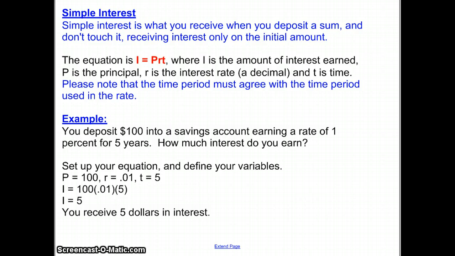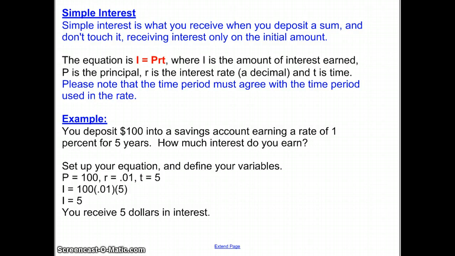T is time. You have to be careful here, though, because the time period has to agree with the time period used in the rate. In other words, if T is in years, your interest rate must be in years. If T is in months, your interest rate must be in months. You cannot use 2% per month and a time period of years and plug it into this formula. It will not work.